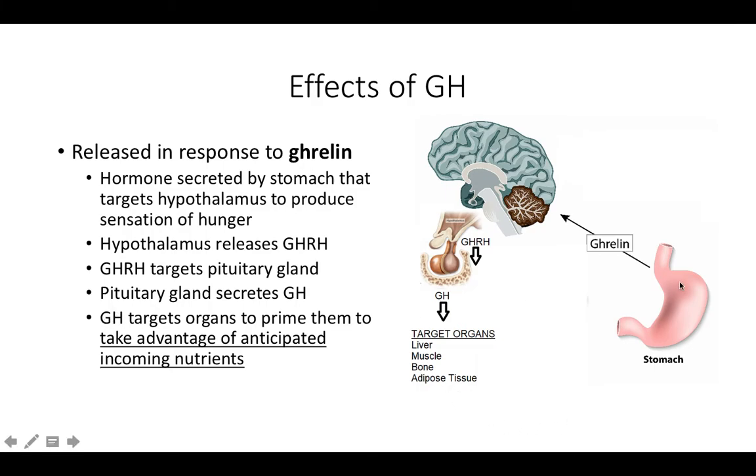Okay, so growth hormone circulates throughout the body to prime its target organs to take advantage of these anticipated incoming nutrients. Because the stomach's hungry, it sends ghrelin, and then in response we get growth hormone, which says to all these target organs, hey, we're hungry, we're about to eat, prepare yourselves to take advantage of these incoming nutrients.